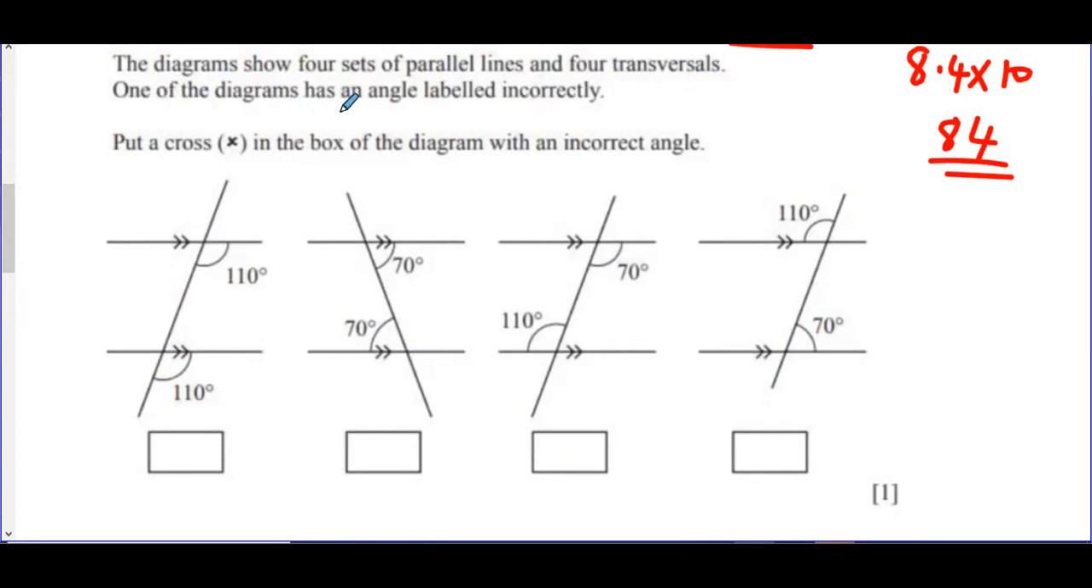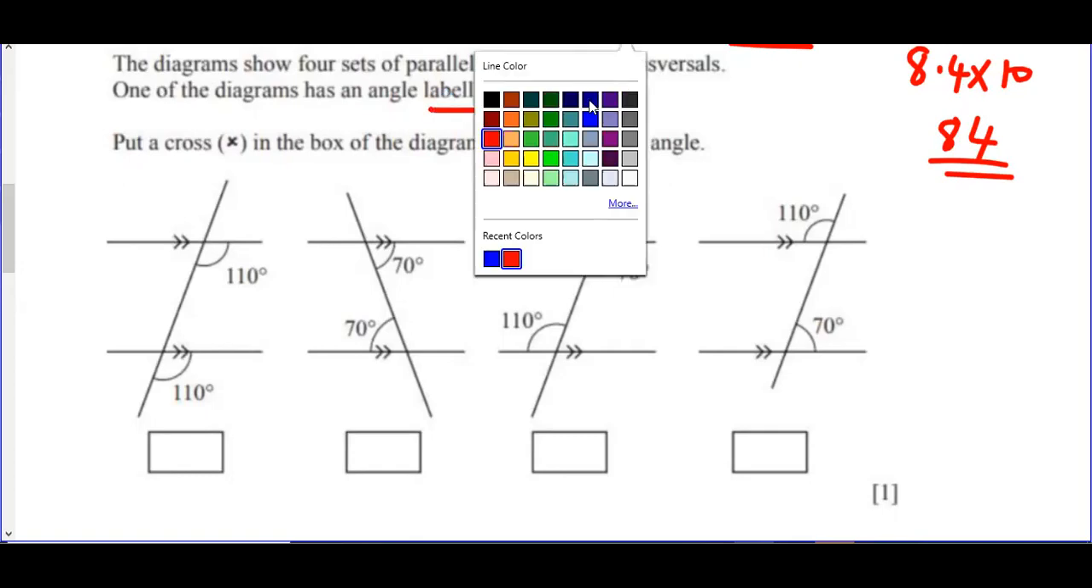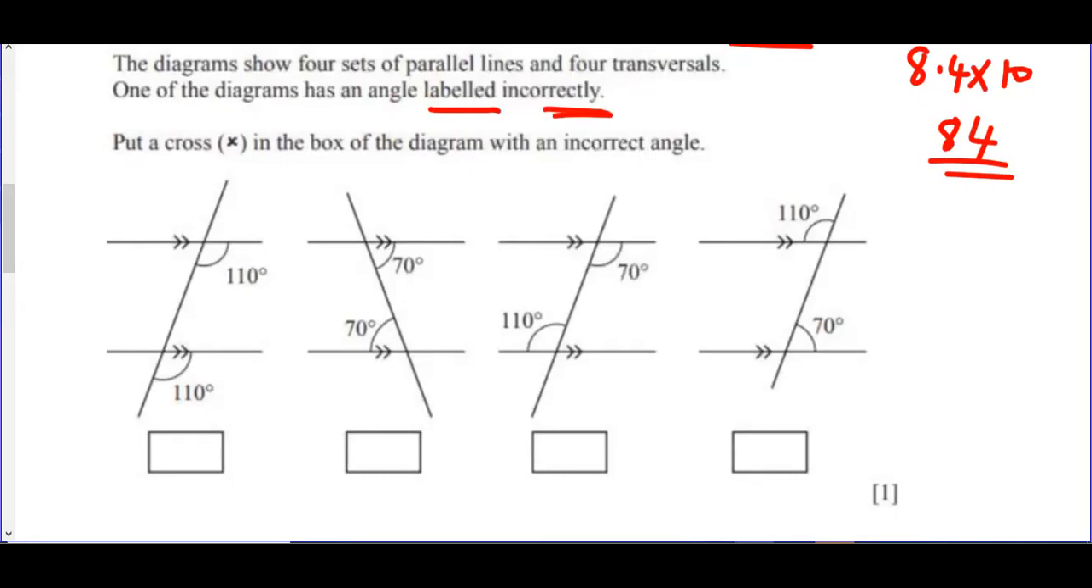One of the diagrams has an angle labeled incorrectly. Okay, so there is one angle which is labeled incorrectly. So we need to put a cross in the box of the diagram with an incorrect angle. So let us try to find which angle is labeled incorrectly. Let me start with the first diagram. I can see 110 here, and I can see 110 there.